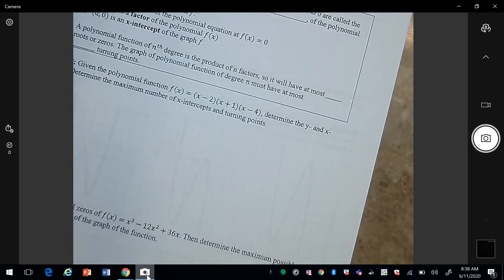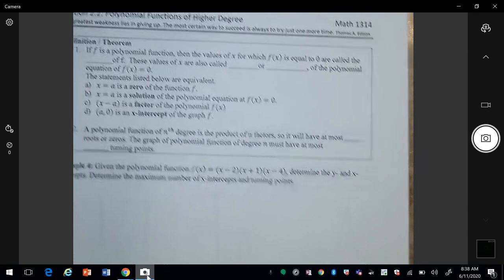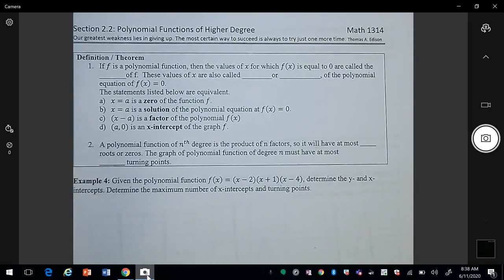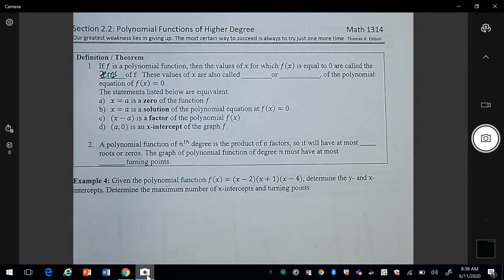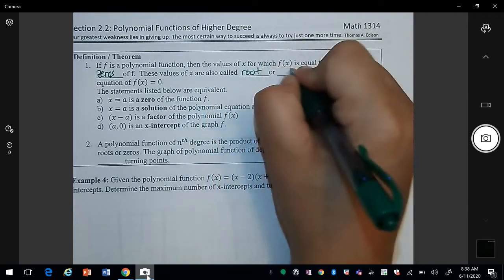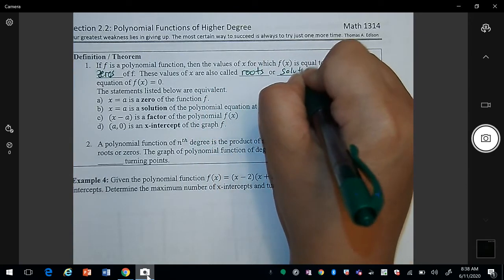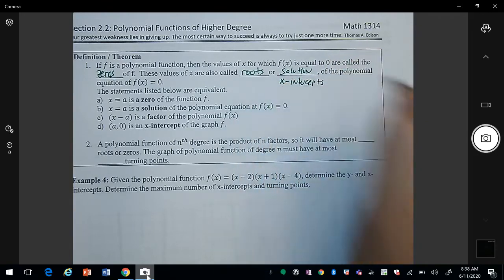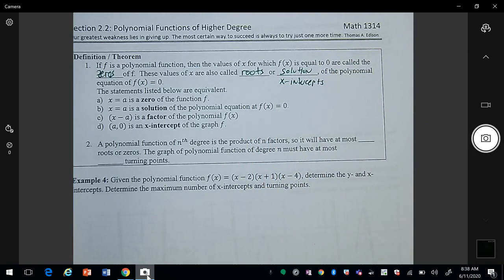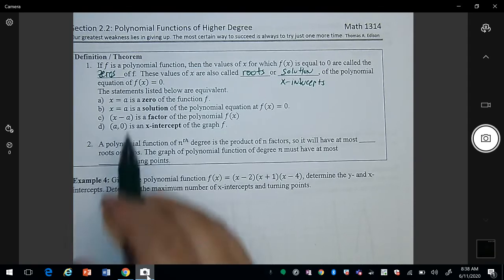Okay, let's look at 54. If f is a polynomial function, then the values of x for which f of x is equal to 0 are called the zeros. So remember, we've been talking about zeros in the other sections. These values of x are also called the roots or solutions, or we call them x-intercepts of the polynomial function.